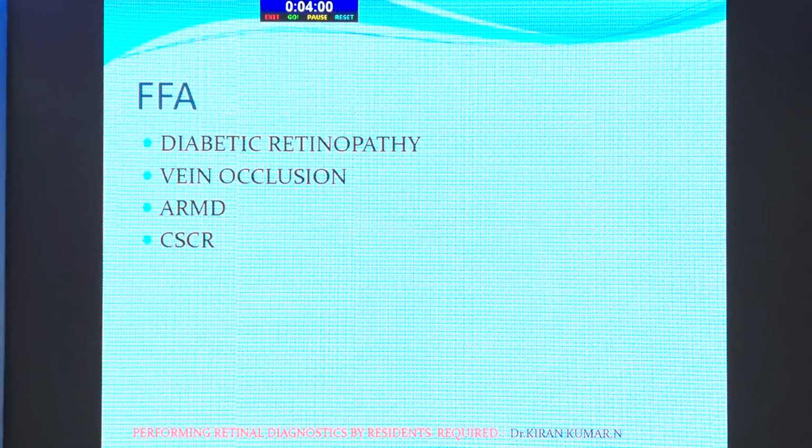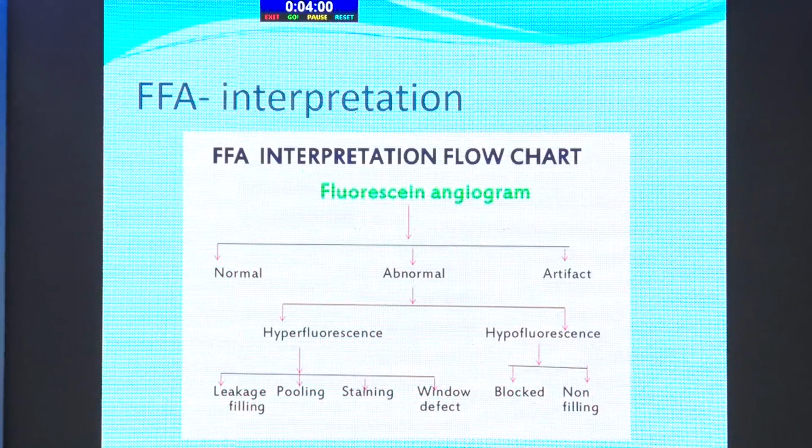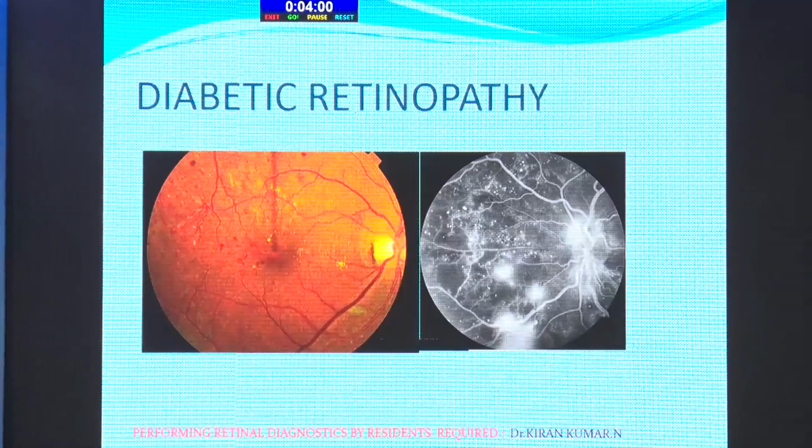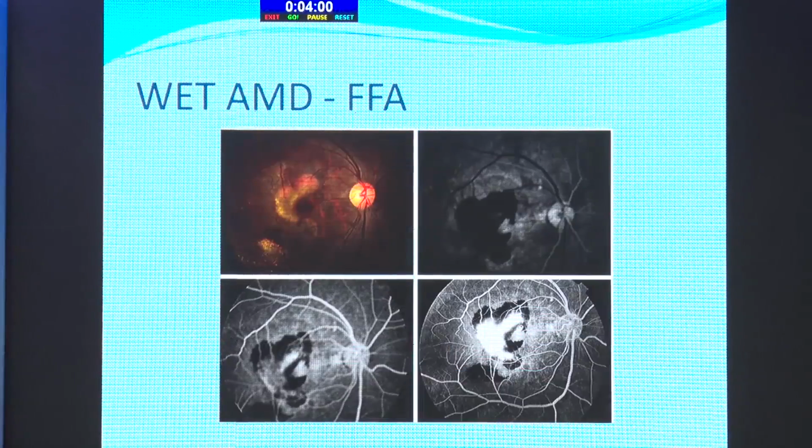A few of the most common conditions where residents do FFA are diabetic retinopathy, vein occlusions, ARMD, and CSCR. And the phases of this are a star mark question for every resident. We must learn all these things and how to interpret the FFA in diabetic retinopathy. By doing all these things in the residency itself, it will increase our clinical knowledge, and this should be performed by all the residents. This is wet AMD.